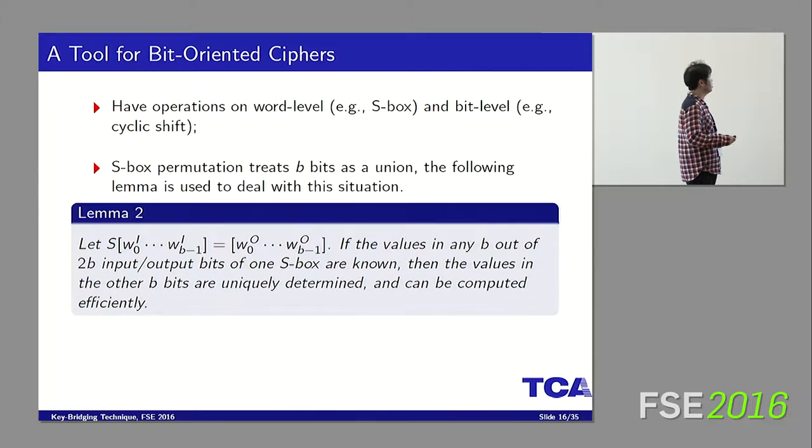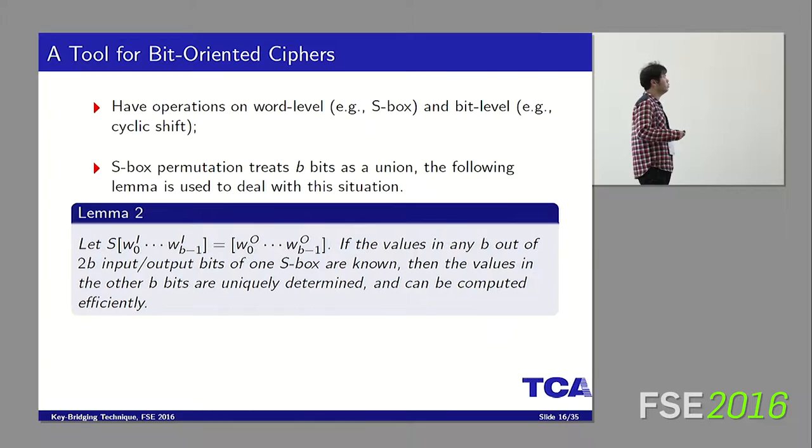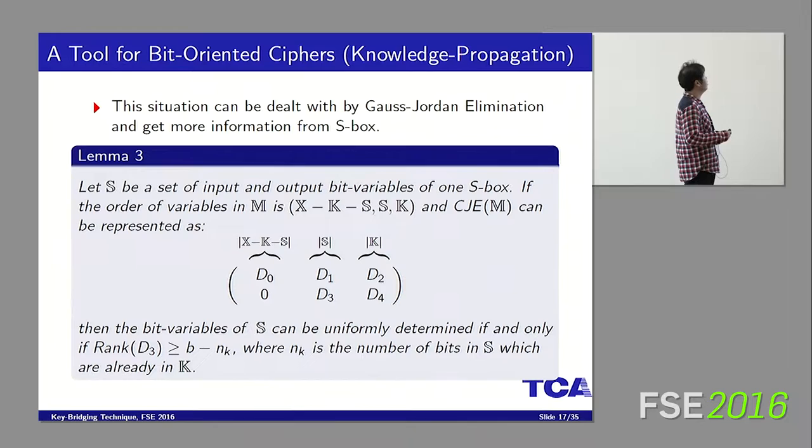Let this be the input of this Xbox and this be the output of this Xbox. If the values in any B out of 2B input and output bits of one Xbox are known, then the values in the other B bits are uniquely determined and can be computed efficiently. This means that B linear regressions allow us to deduce the entropy of this Xbox to zero. And this situation can be dealt with by Gaussian elimination to get more information from Xbox.